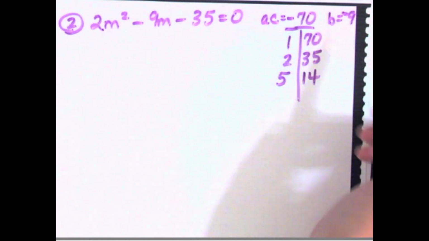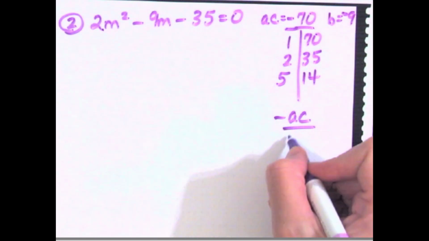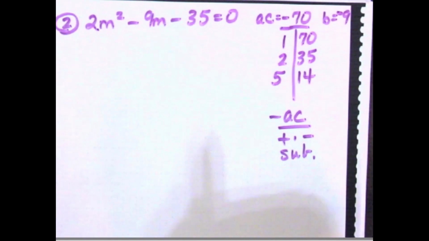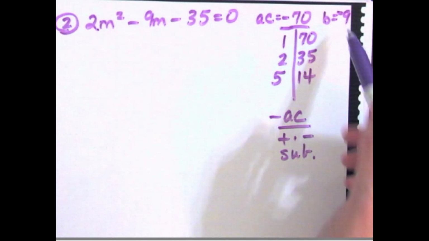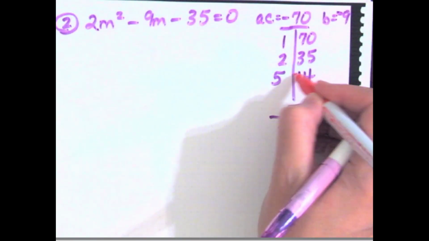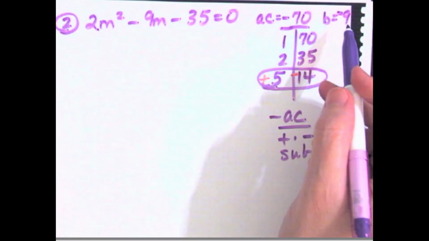If we subtract them, and that's what we need since we have a negative AC, our factors are going to be different, and we're going for subtracting. So if our middle term is negative, then our large number needs to be negative. So we're going to make that a negative 14 and a positive 5. And that will give me negative 9.